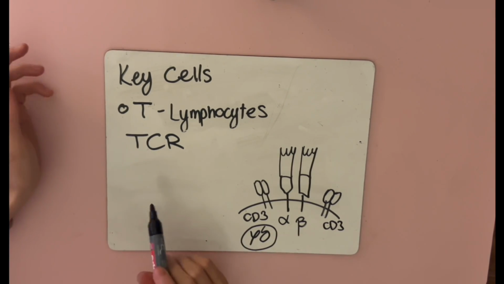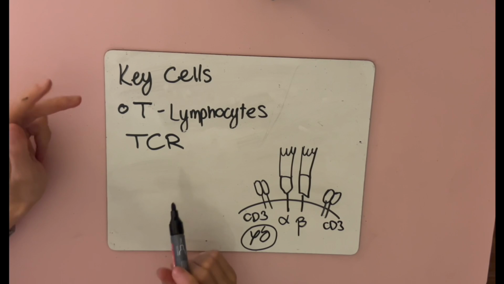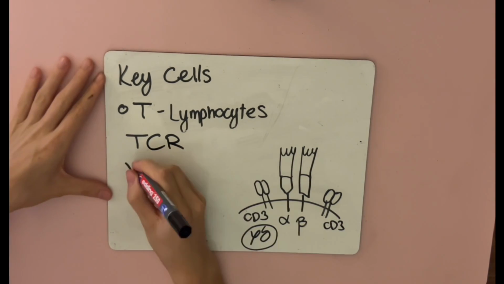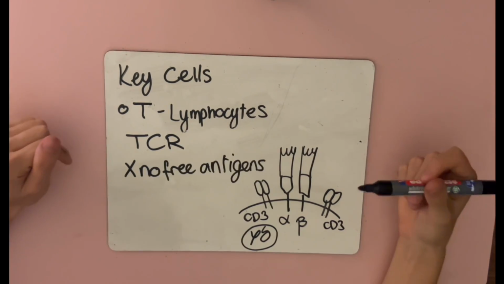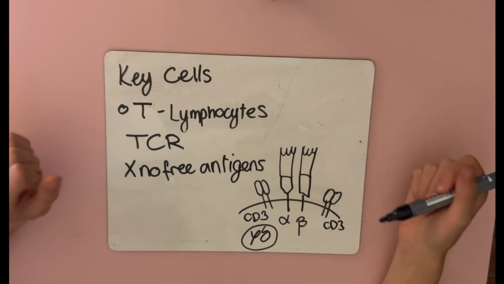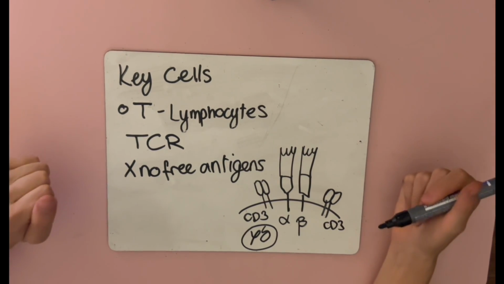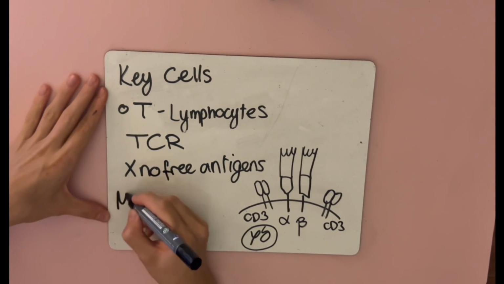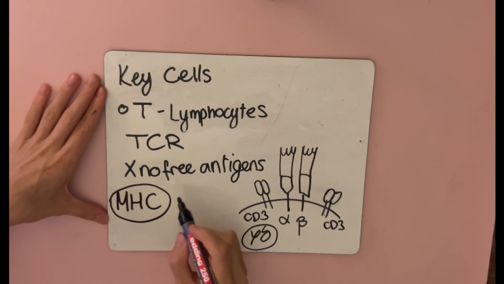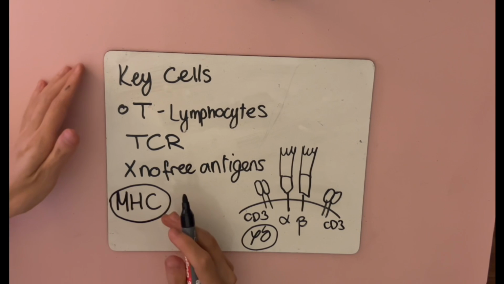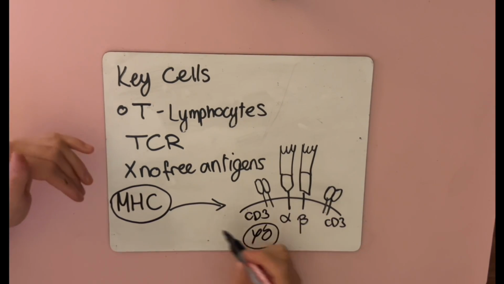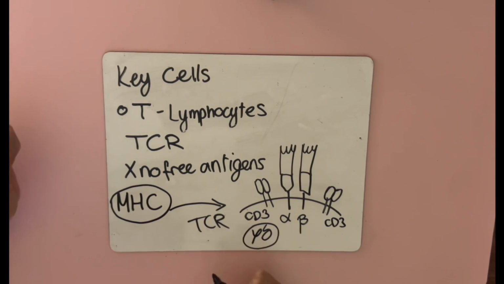So unlike B cell receptors, the T cell receptors cannot recognize free antigens. So no free antigens. They only recognize peptide fragments presented on MHC molecules. This is going to be important. So MHC molecules are found on our immune cells, and those other immune cells are basically presenting the antigens to the T cell receptors. Okay?